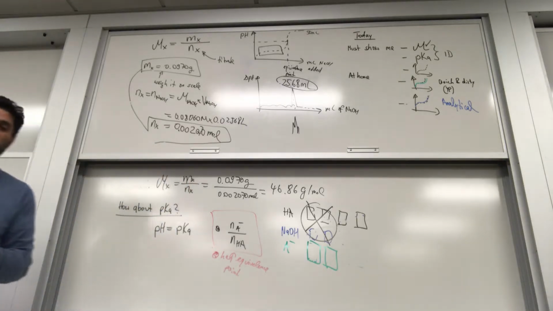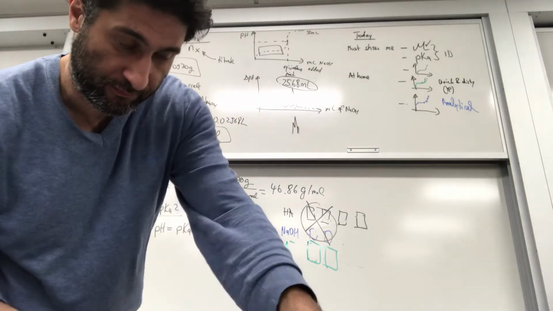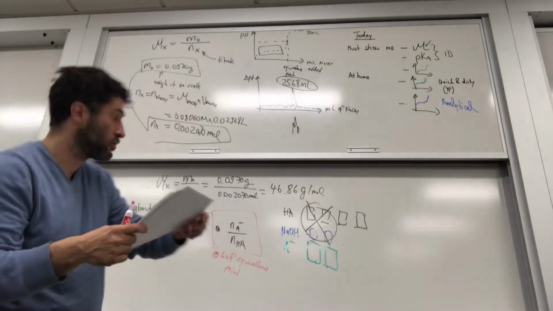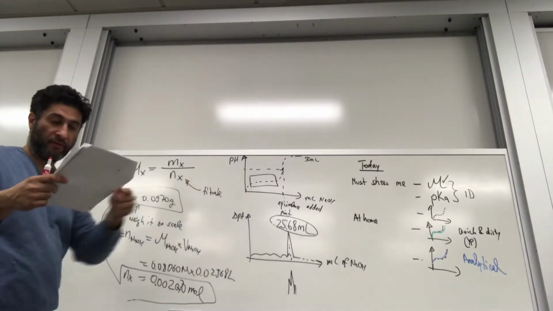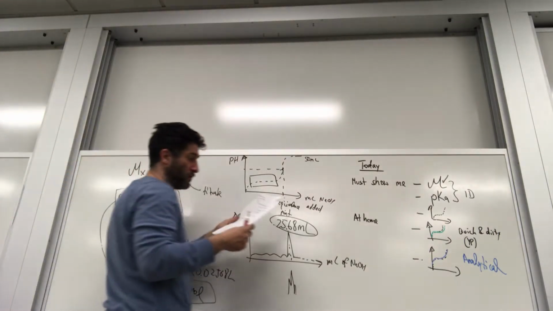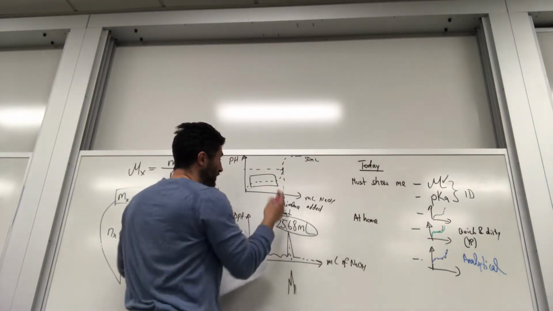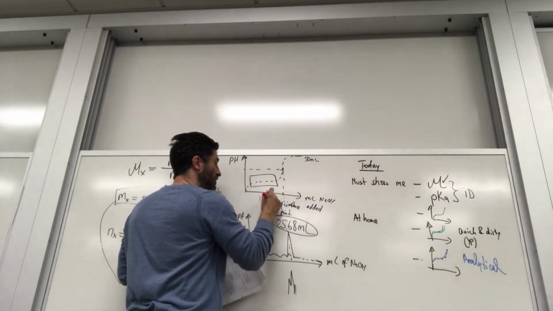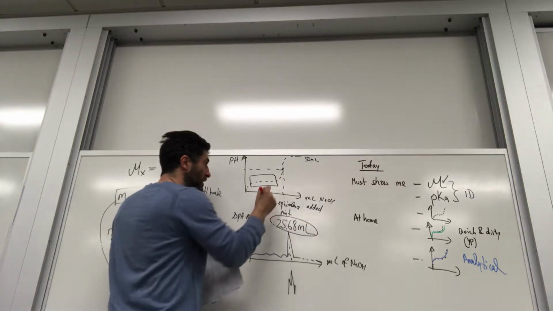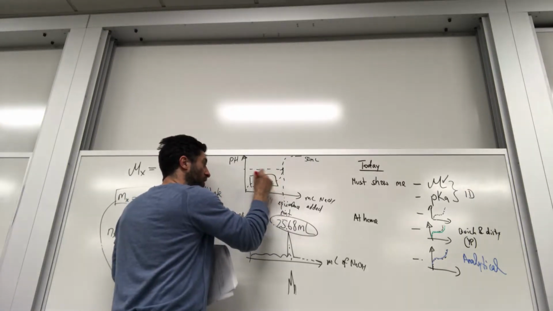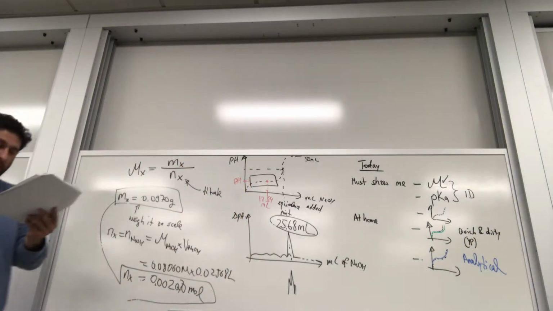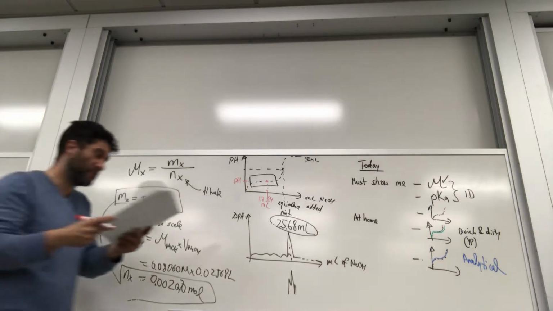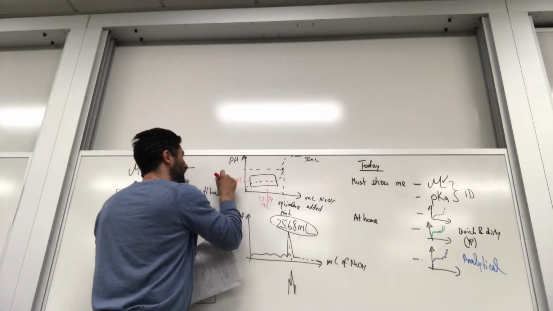Now you have the hard task to look at your graph and go to the half equivalence point. Well, the half equivalence point is 12.84 milliliters, and then you just go here and read off the pH. And that pH, let's say in this example, is 3.83.